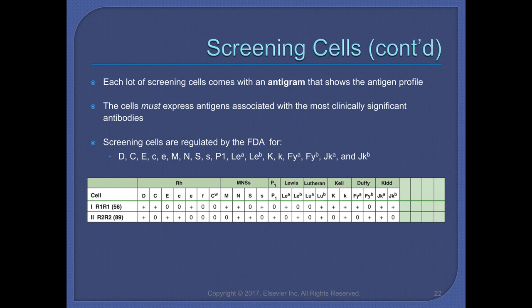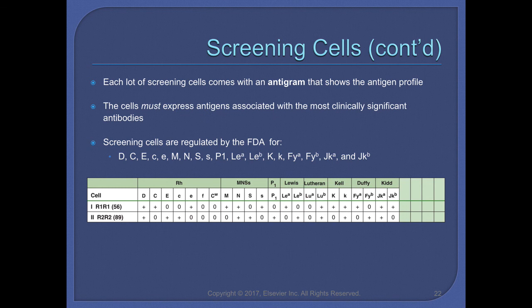The thing here is there are so many different blood group systems that somebody can have antibodies for. However, we cannot test for all of them. So we test with the screening cells that are regulated by the FDA. This gives you an example of the antigram of the screening red cells that have positive or negative reactions for the clinically important antigens.